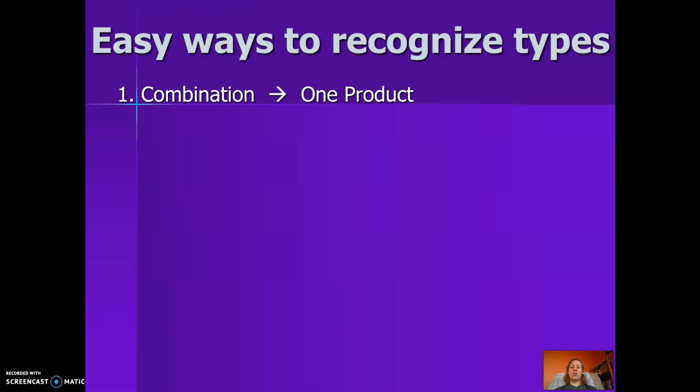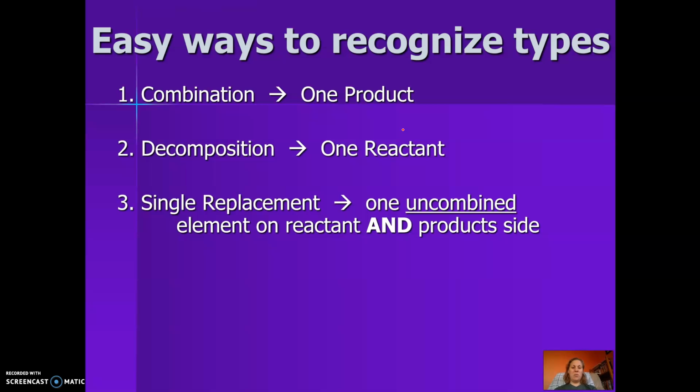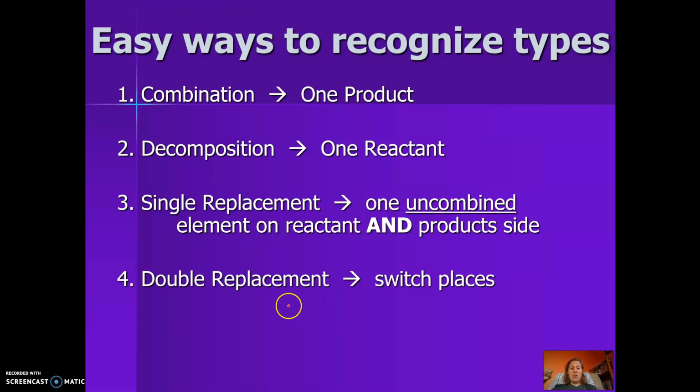Okay, and then this is the simple way to recognize. A combination reaction will only have one product. You'll see a plus sign on this side of the reactant, and then one thing over here. A decomposition will have one reactant, so one thing over here and a plus sign over here. Single replacement, you will always see an element and a compound on both sides. A single element and a compound. Double replacement, you'll have two compounds and they'll switch places.